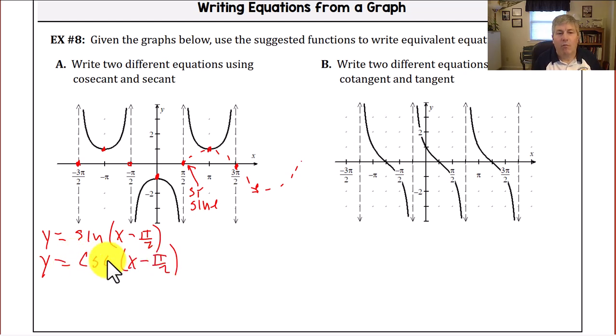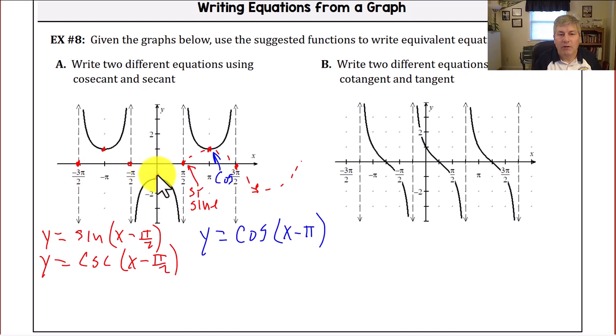So now we have one of our graphs. Now we should do one for cosine. So we know cosine starts at 1. So we could start here at pi for our cosine curve. We could start our cosine curve here at pi. And we could say, well, my cosine curve is y equals cosine of x minus pi. We could do that.